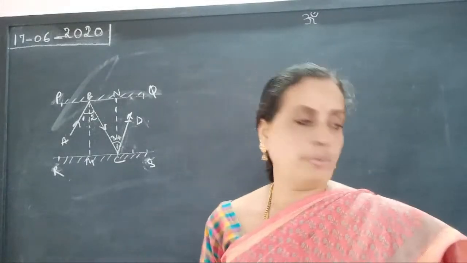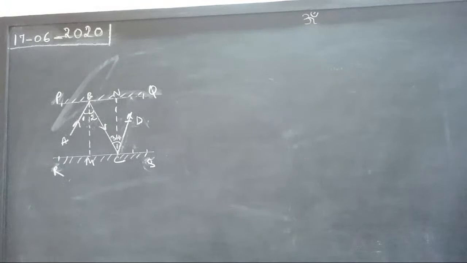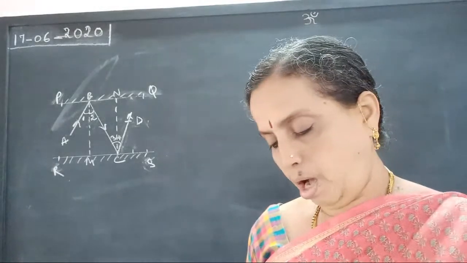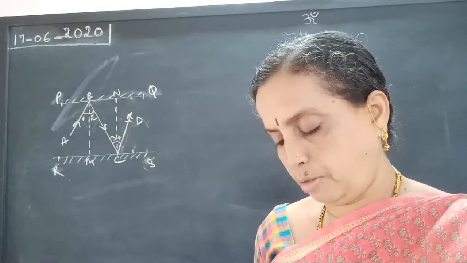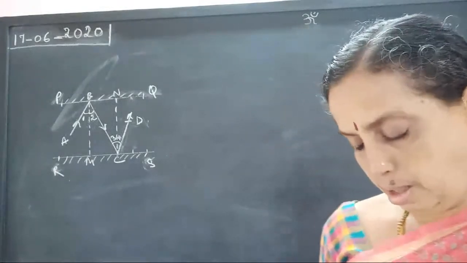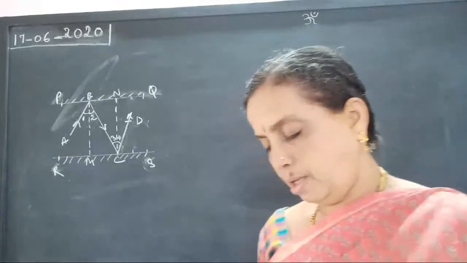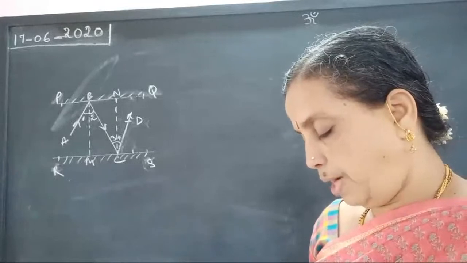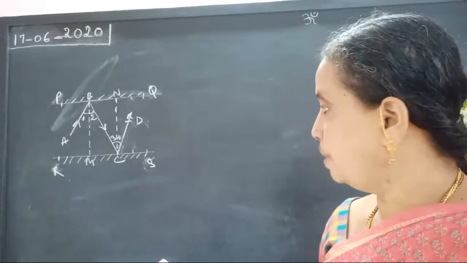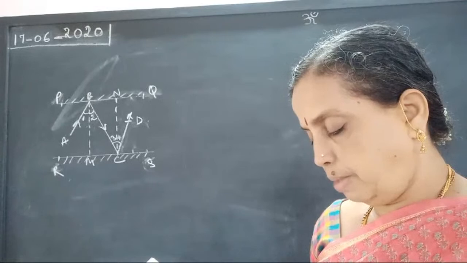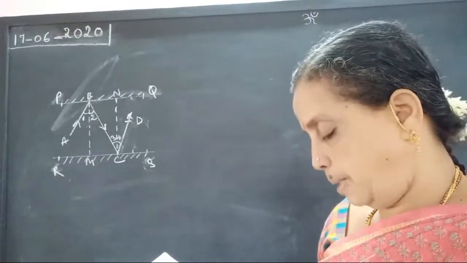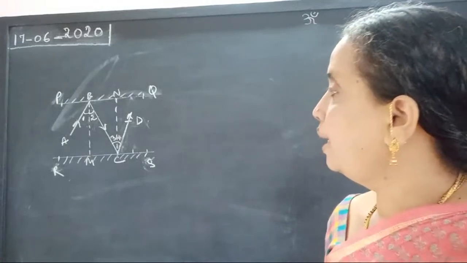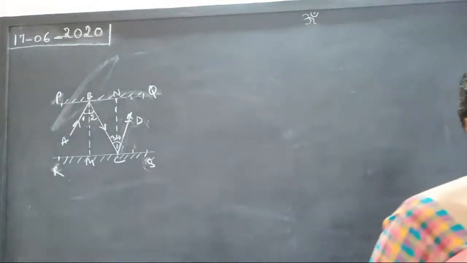So here, I'll read the question once. Listen to the question. In the figure, PQ and RS are two mirrors placed parallel to each other. An incident ray AB strikes the mirror PQ at B. The reflected ray moves along the path BC and strikes the mirror RS at C and again reflects back along CD. Prove that AB is parallel to CD.